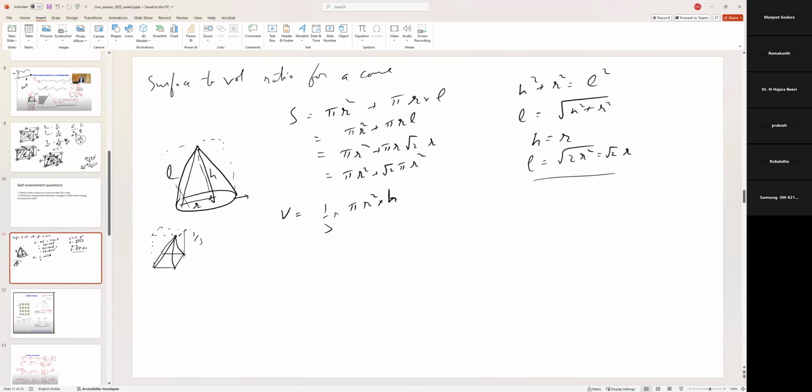So the surface to volume ratio becomes root 2 pi r square plus pi r square, divided by pi r square. H is again, if you're assuming H same as R.